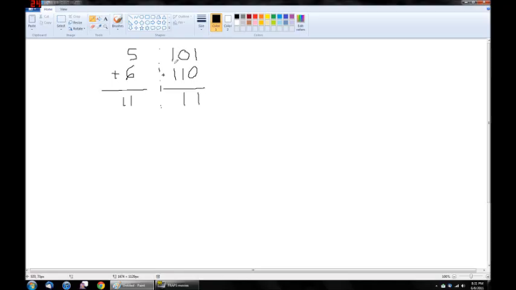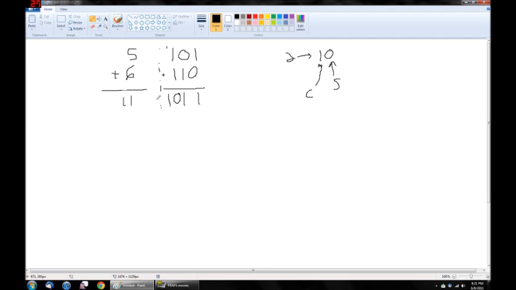So if we add 1 and 1, we get 2. But in binary, the way we write 2 is 1, 0. So we're going to have a 0 for the sum. This is the sum. And then our carry is going to be 1. So we just write the 1 up here, and then we bring it down because we're done with the equation. So we're left with 1, 0, 1, 1.